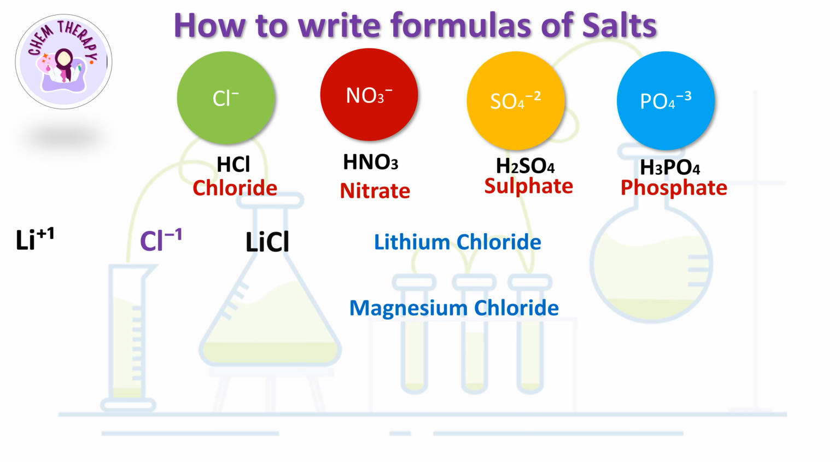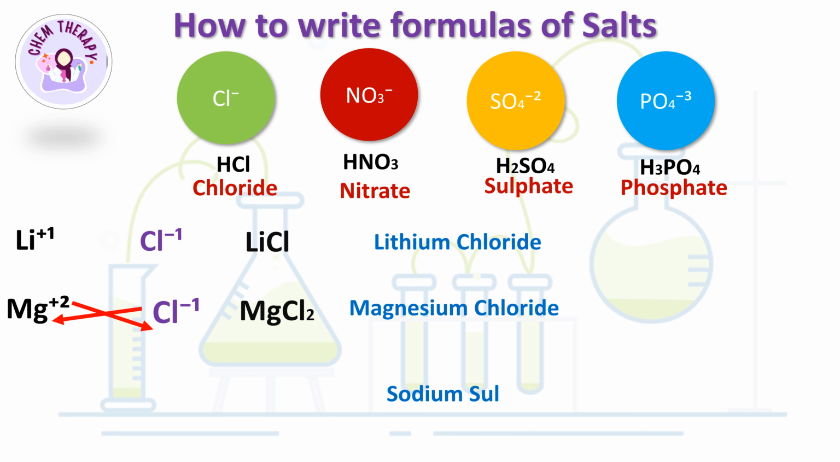Next one is magnesium chloride. The charge on the magnesium ion is +2, being a member of group 2 of the periodic table, and that on the chloride ion is -1. Now, exchange the charges. On the magnesium and chloride ions, 2 would go with the chloride and 1 with magnesium. Hence, the formula of magnesium chloride is MgCl2.